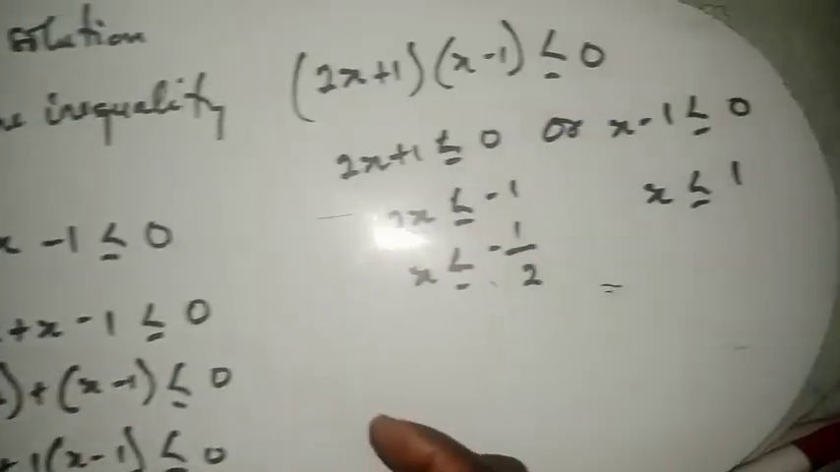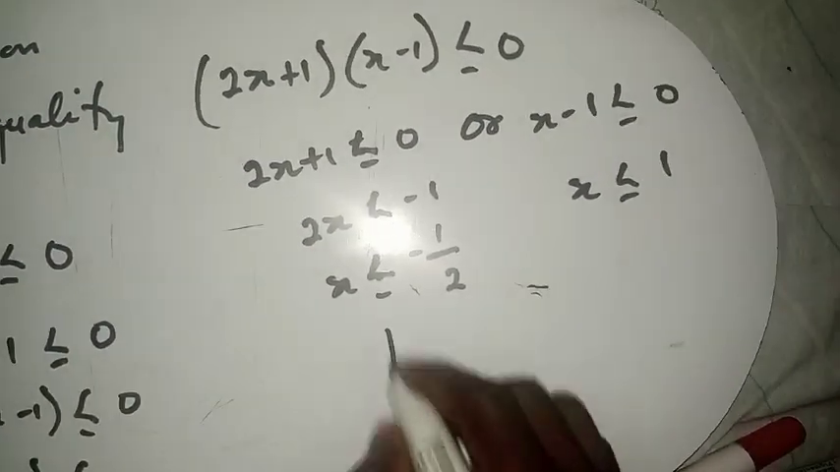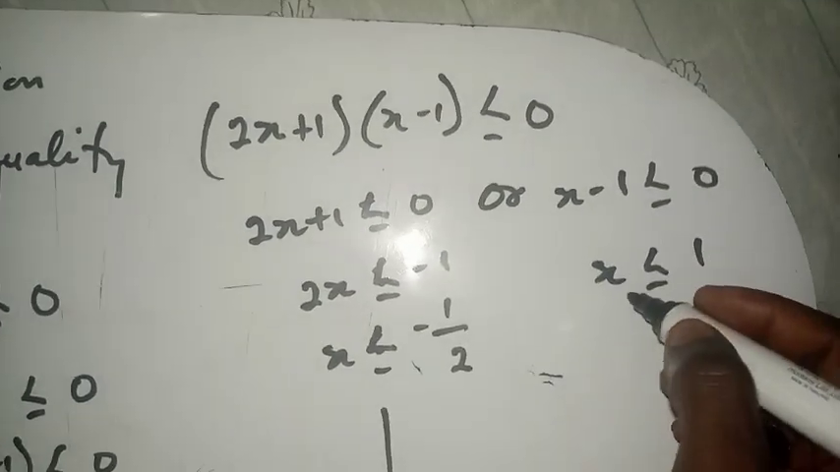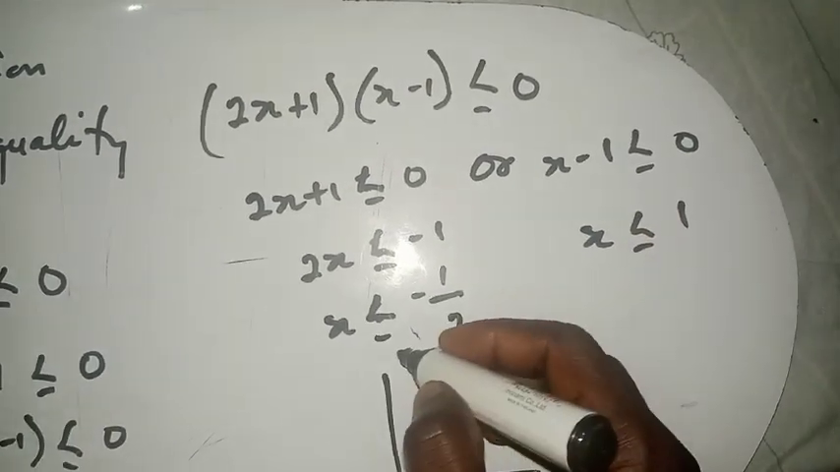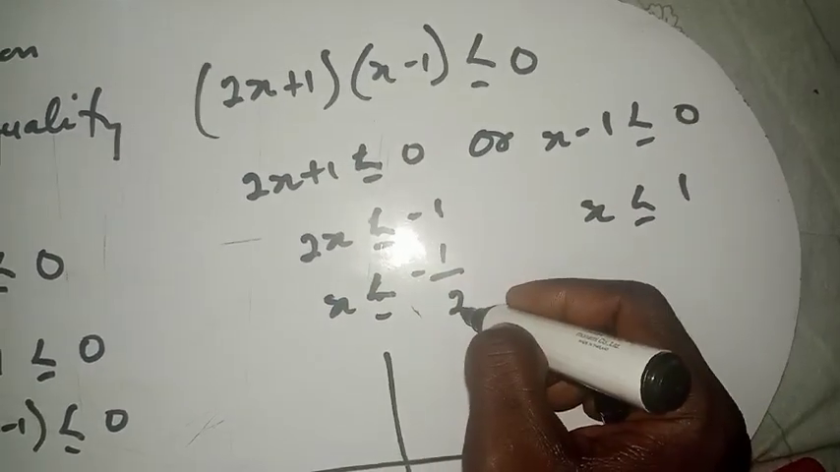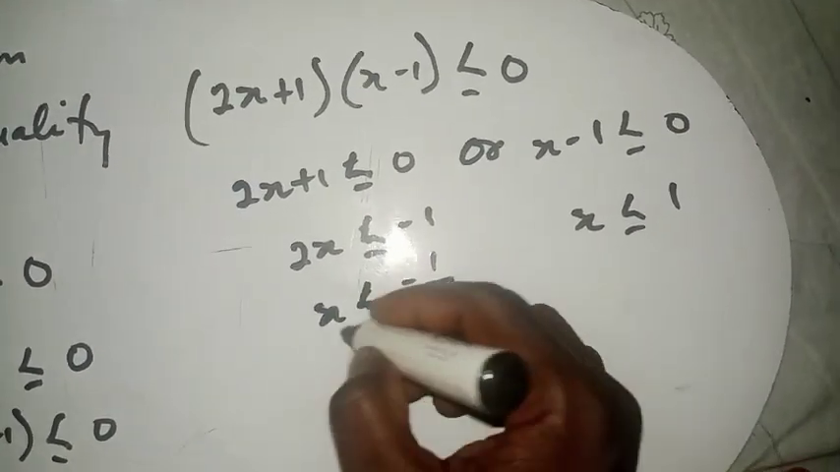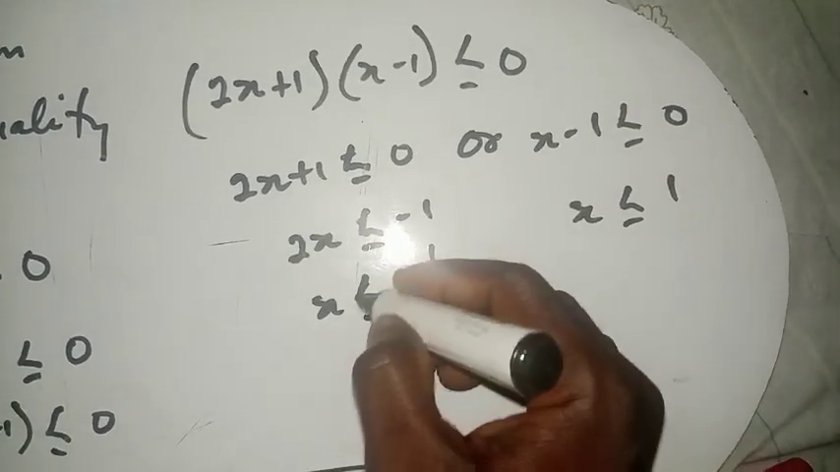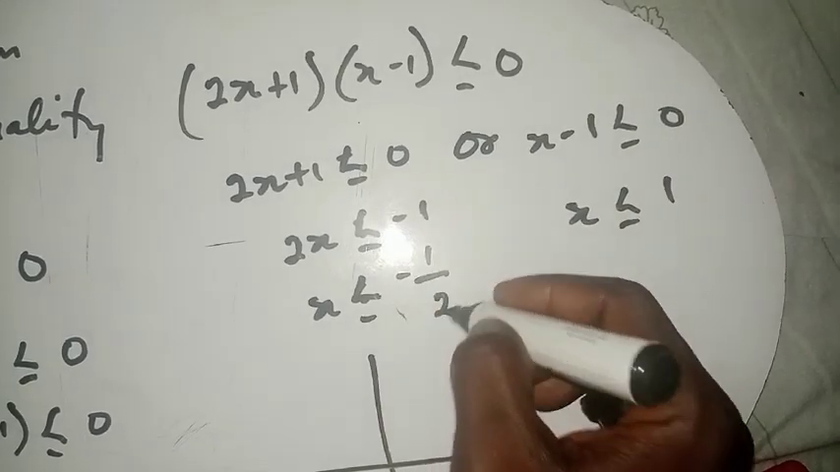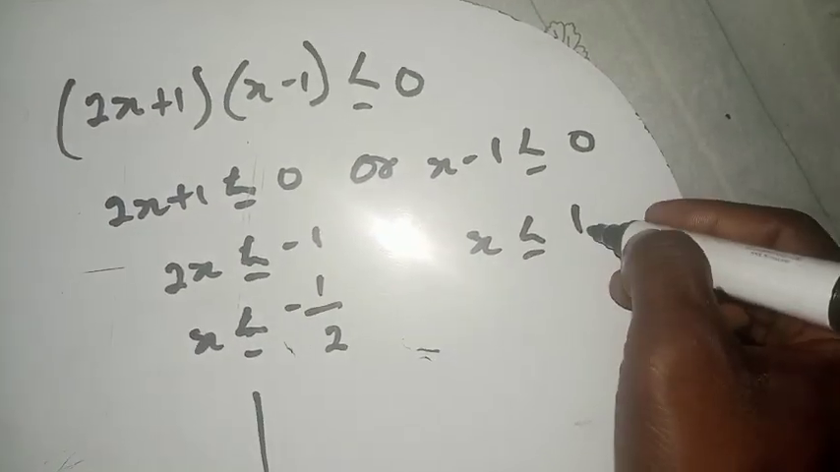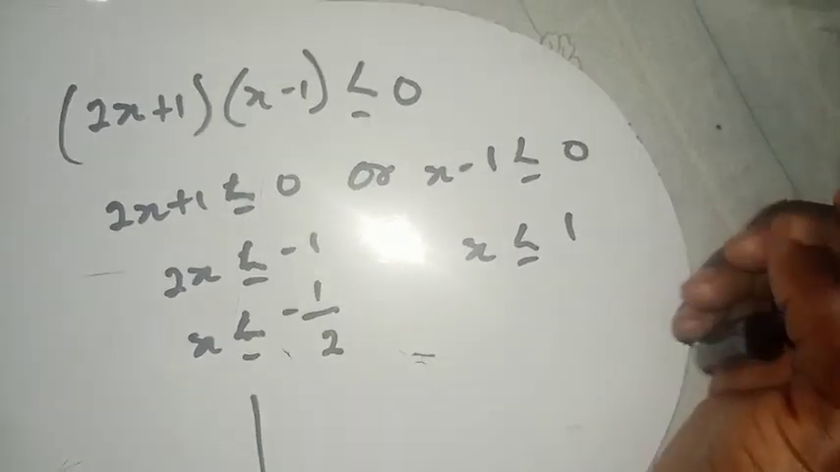Now, in terms of graph, this is how your graph should look like. So if you want to interpret this, what it means here is anybody that is less than or equal to negative 1 over 2 is accepted, or anybody that is less than or equal to 1 is also accepted. Those are the two things.